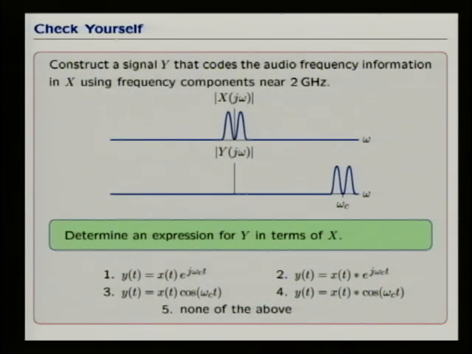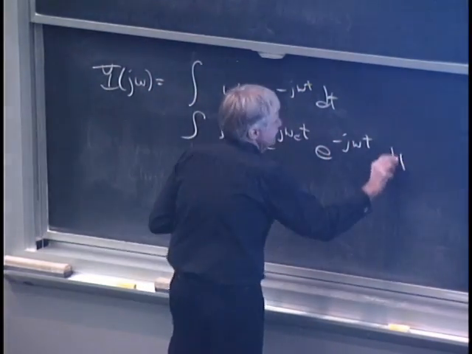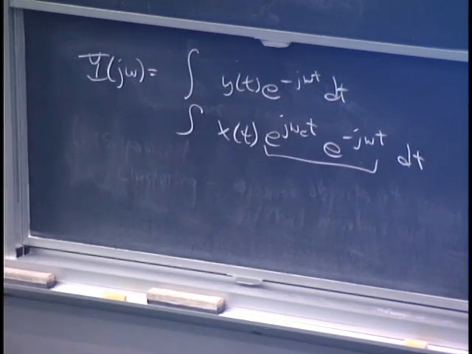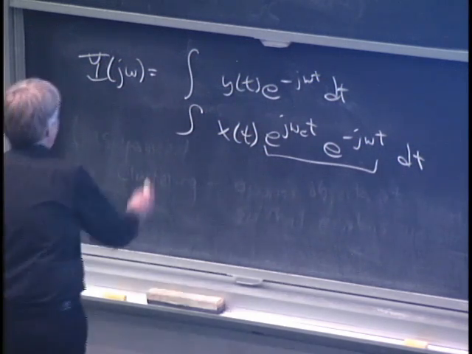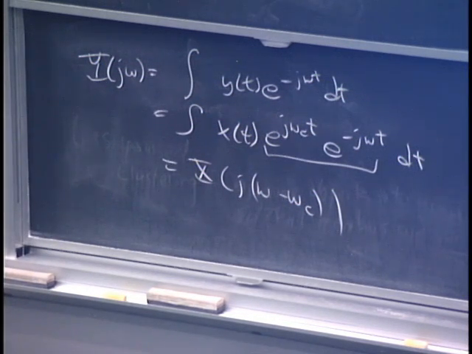So how do I think about it? I want to figure out a relationship between the Fourier transform of y and x. If I wanted the Fourier transform of y, I would integrate y of t e to the minus j omega t dt. And y would be x of t, let's try the first one, x of t e to the j omega c t, times e to the minus j omega t dt. Well, that's almost the Fourier transform of x. All I've done is shift omega. So that's the same as X of j(omega minus omega c), and that's what I wanted to do.